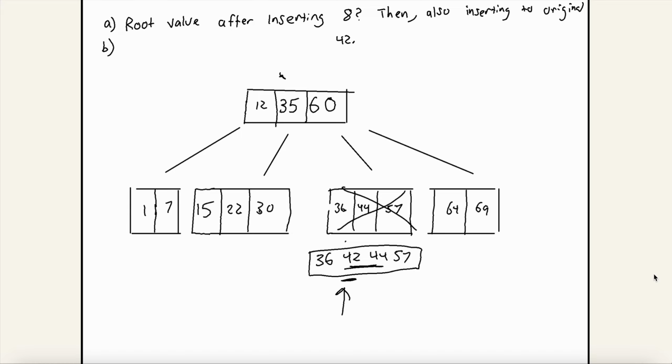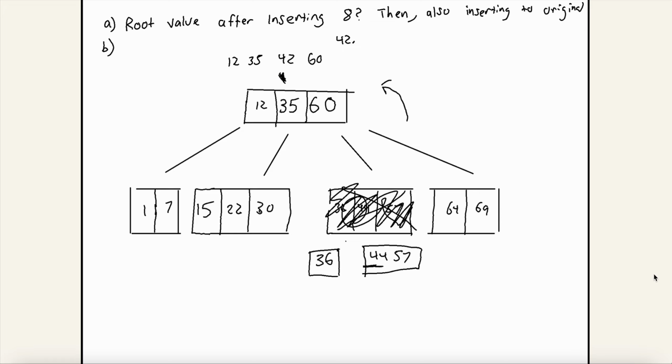And then we split this into, I kind of rub this out here. And then this link has 36, 44, 57. And then we're promoting the 42 up this way. So this root now becomes 12, 42, 35, and 60. And then same thing, sorry, they're out of order. 12, 35, 42, 60, and this is where our 42 will go.